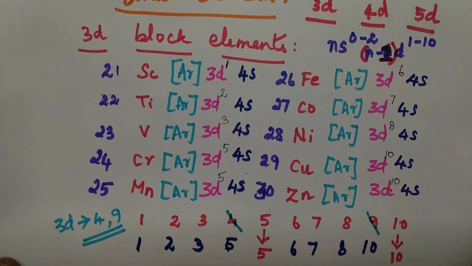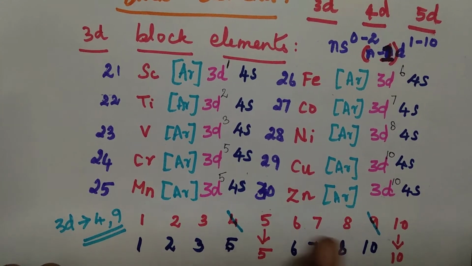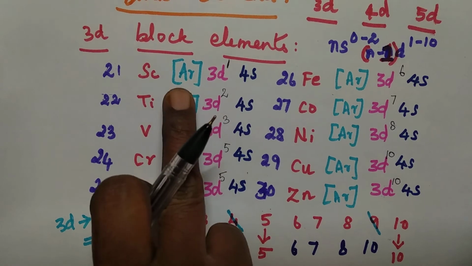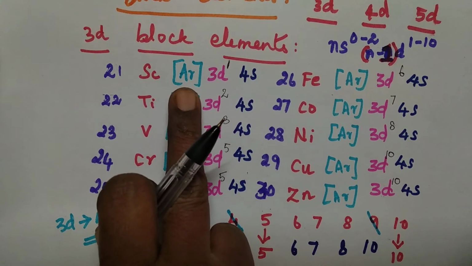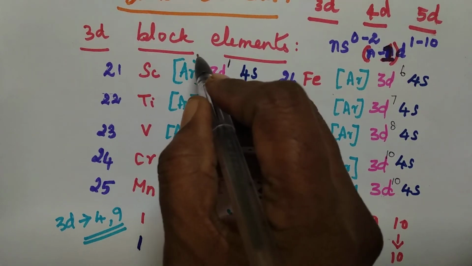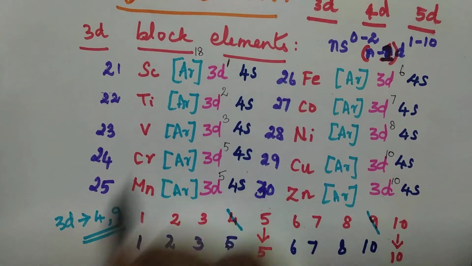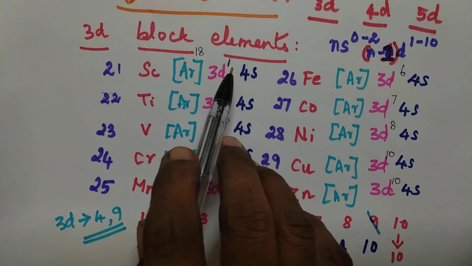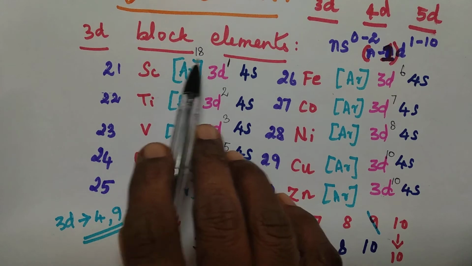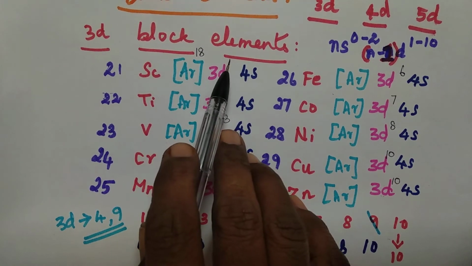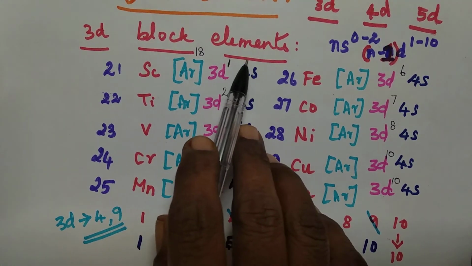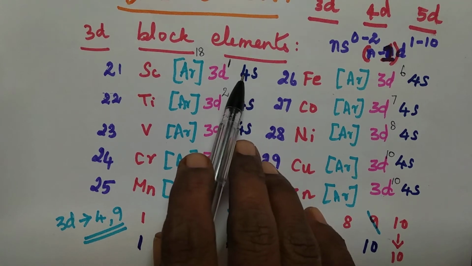Now, what do you do? These are the numbers written now. For argon, what is the number of electrons? That you need to keep in mind. They are actually 18. Okay, 18. Now what you do, you add up those numbers. 18 plus 1, 19. How many electrons are going to be in 4s? Now we are going to write.